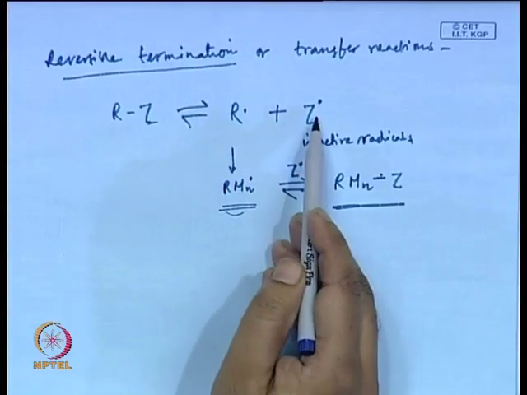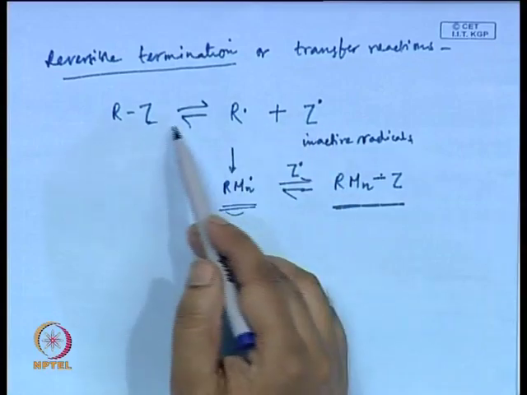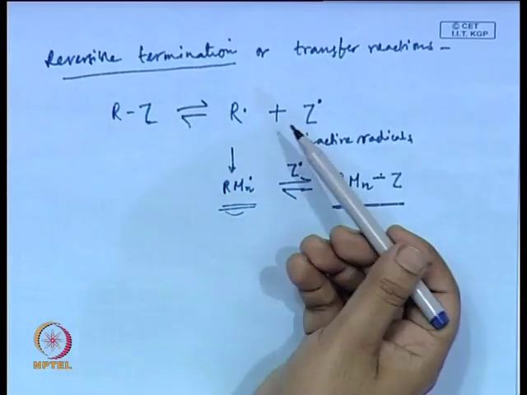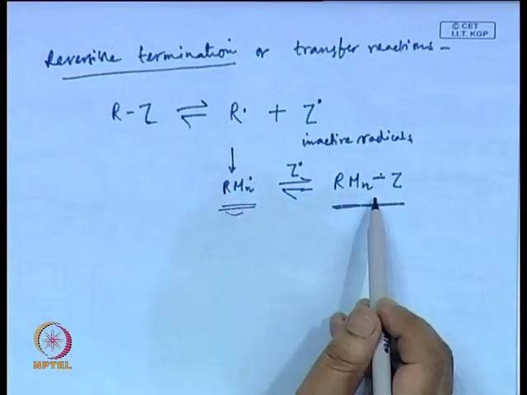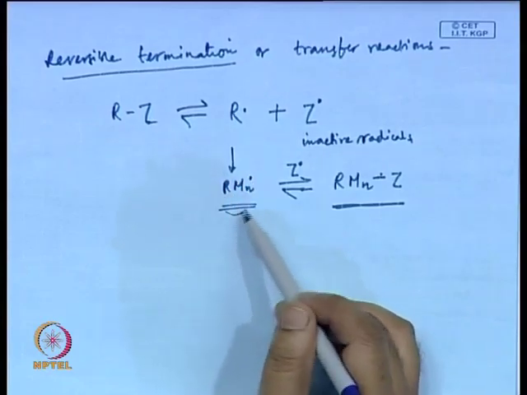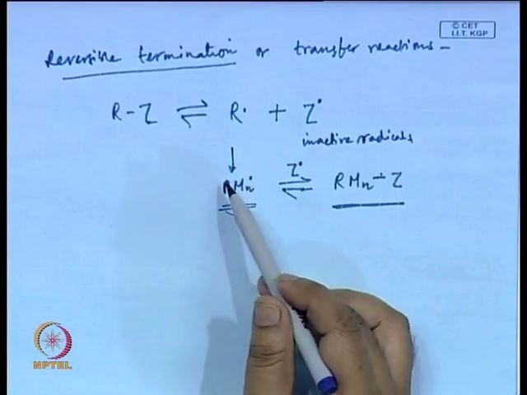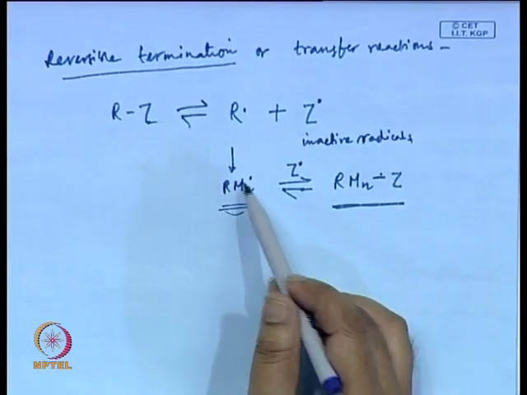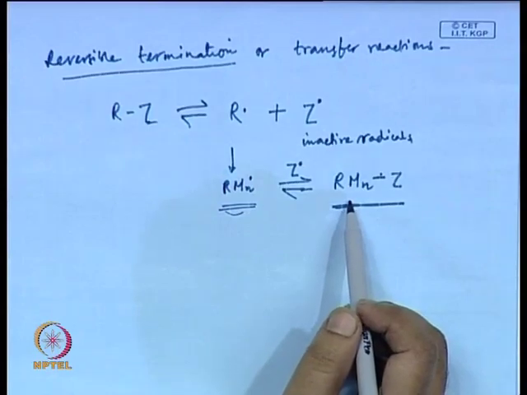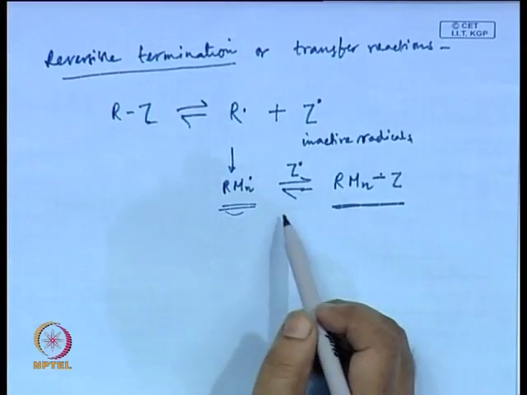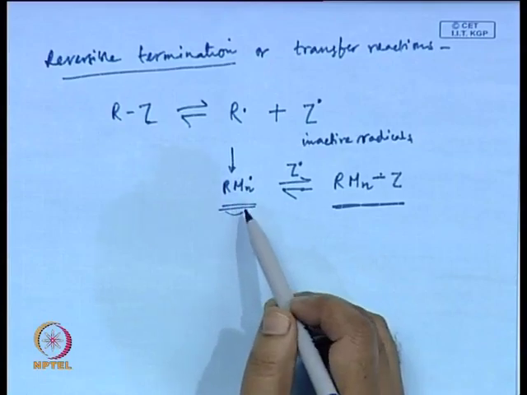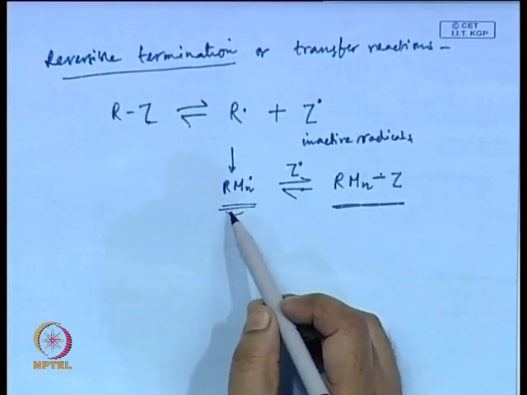Once the concentration of Z dot is sufficiently higher compared to R dot, and also you have chosen this equilibrium in such a way that the equilibrium constant is towards this side, then what happened? This equilibrium is shifted mainly towards this side. So, the average time a propagating radical spends in this active form, which can react with a monomer and propagate, is much lower compared to the time an average radical spends in the dormant or inactive form. In this way, you are ensuring that after the initial period of time, the concentration of the radicals is small, which will ensure that the termination reaction is negligible.